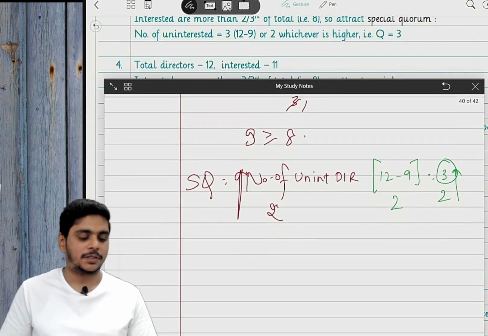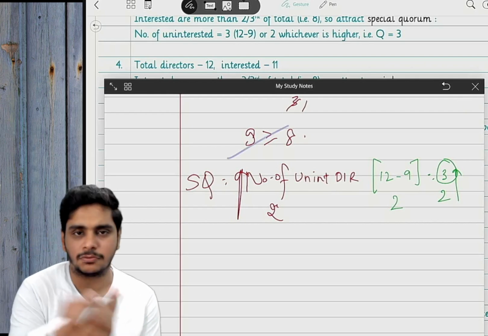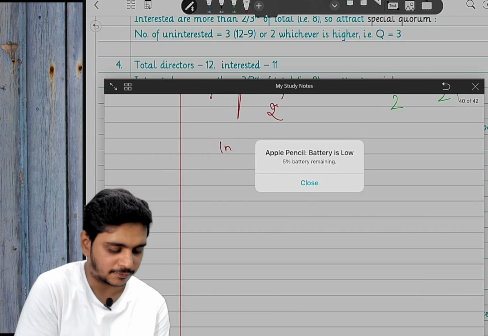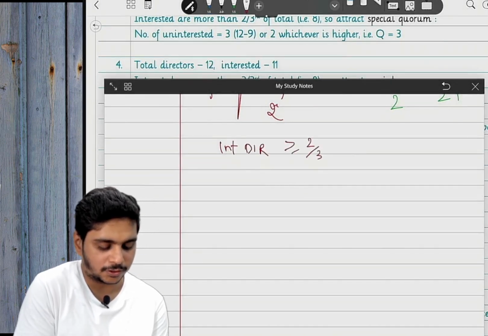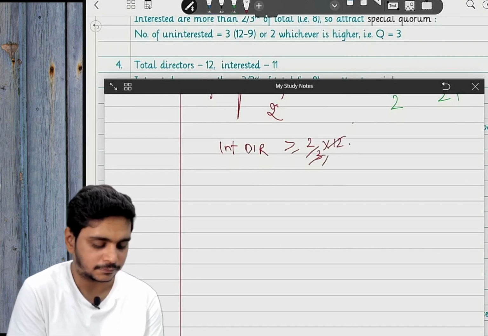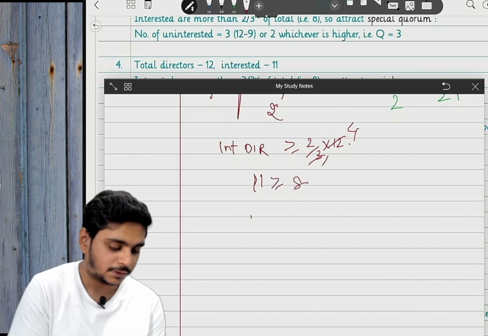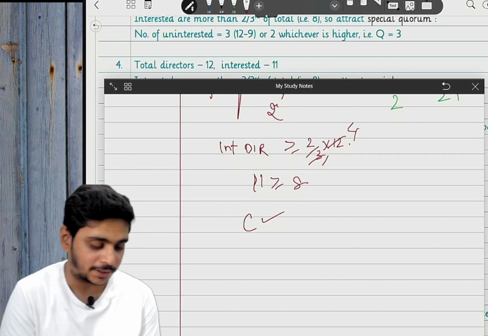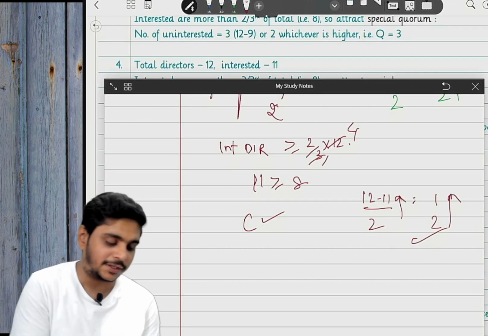Now total directors are 12, interested is 11. So the condition is satisfied, it's logical, you can see it. Boss, the number of interested directors should be more than or equal to 2/3 of the total. 11 is more than or equal to 8. Condition satisfied, so my quorum would be special quorum. Special quorum is 12 minus 11 or 2, whichever is higher. 1 or 2, which is higher? 2. But only one is uninterested.